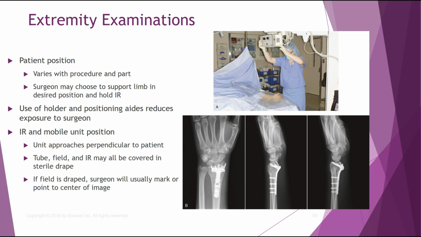Okay, extremity exam. So this picture here has a radiographer doing a mobile of a hand wrist, it looks like. Notice that everything is draped for him, which is perfect, okay? So the patient position, of course, is going to vary. The surgeon will tell you what you're there for, okay? Just be ready for anything.